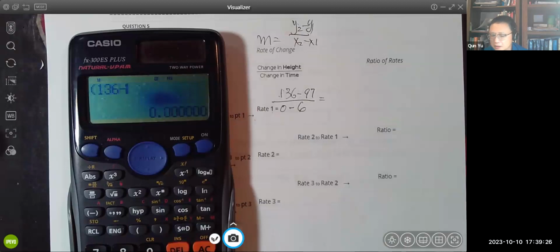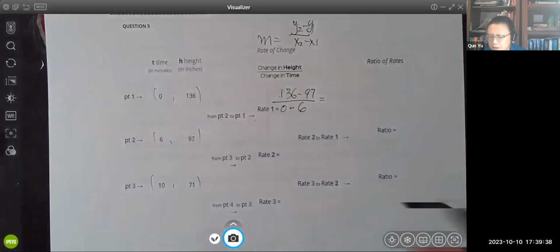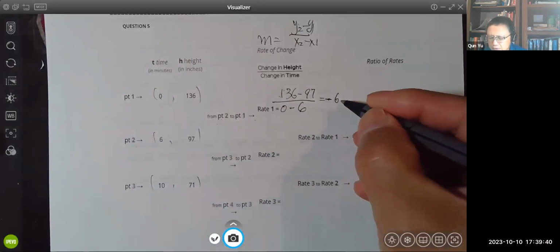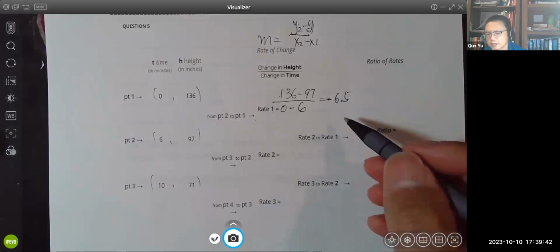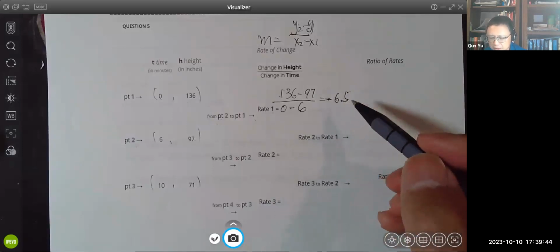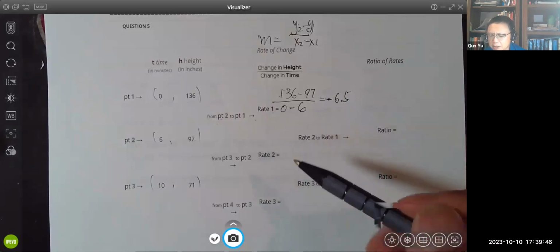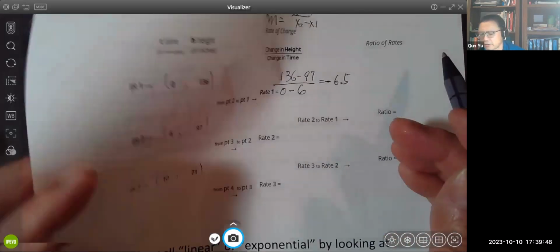136 minus 97 divided by 0 minus 6. So everything is right. Negative 6.5. So negative slope means this line is going down actually. But let's continue to calculate the next one.